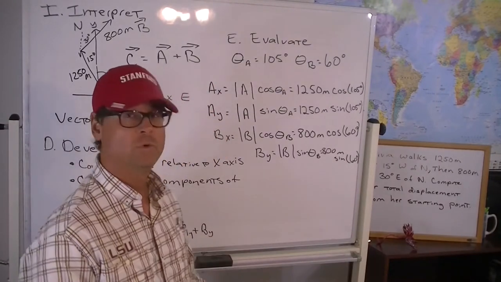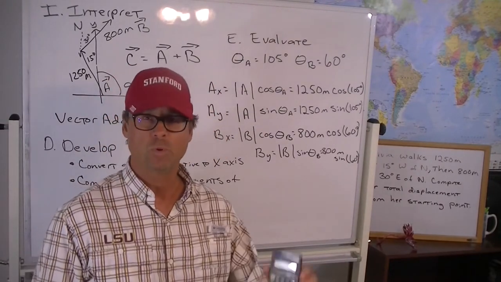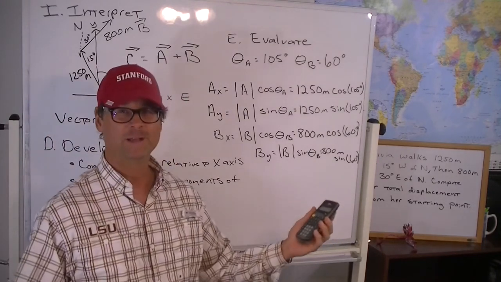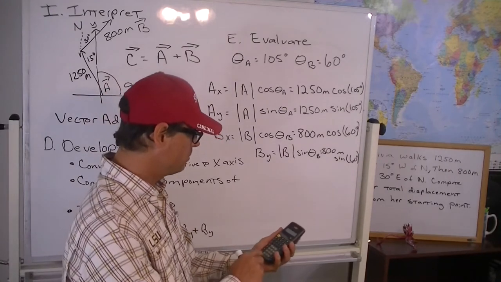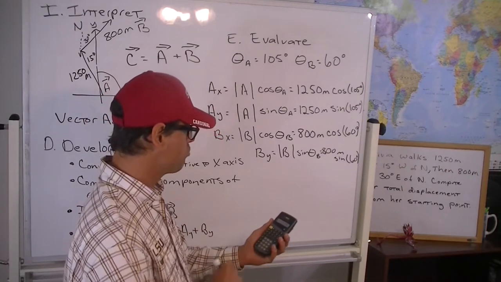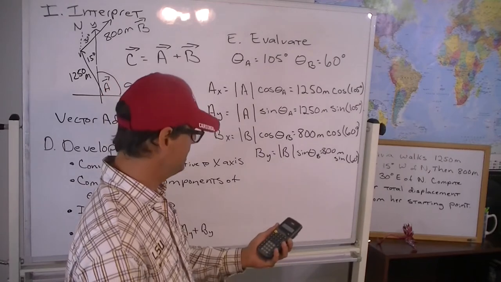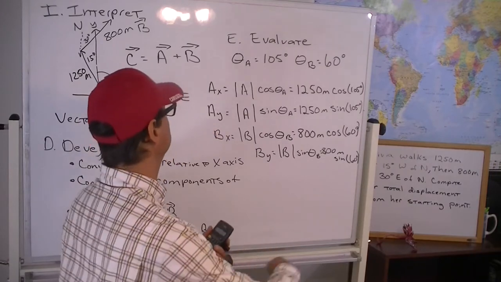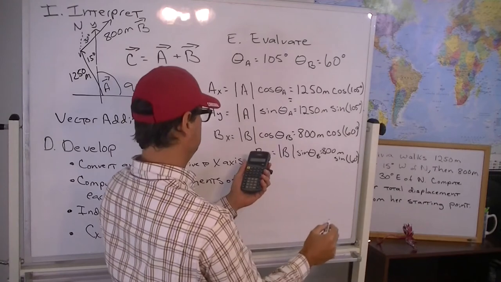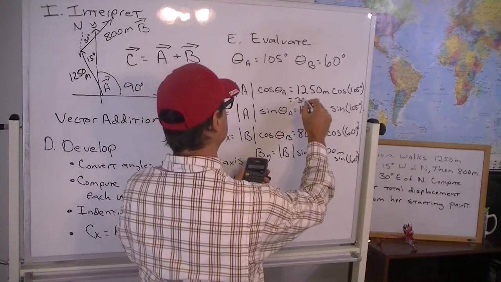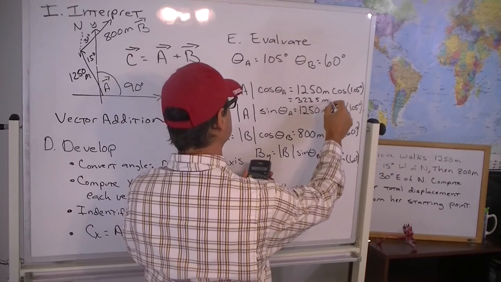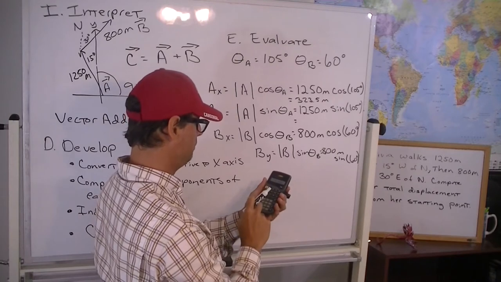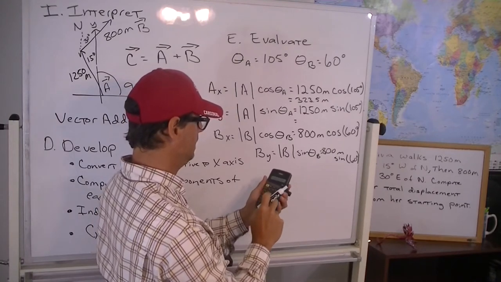Okay, so let's go ahead and carry forward some of our calculations. One important thing at this point is to make sure your calculator is in degree mode. If your calculator happens to be in radian mode, you're going to get answers that don't make any sense. All right, so the cosine of 105 degrees is negative 0.258. So we just multiply that by 1250. So the x component of A is 323.5 meters.